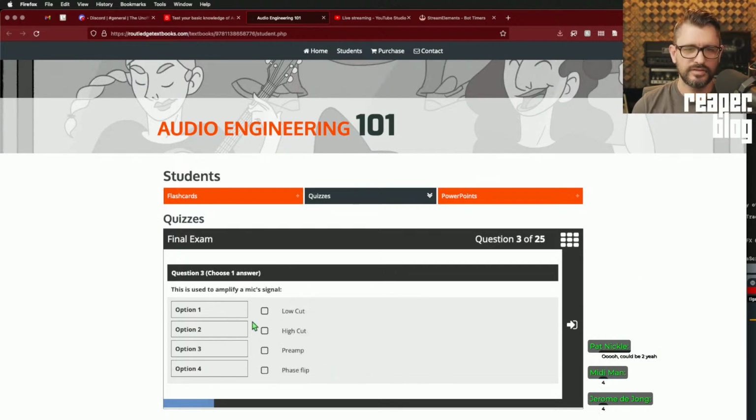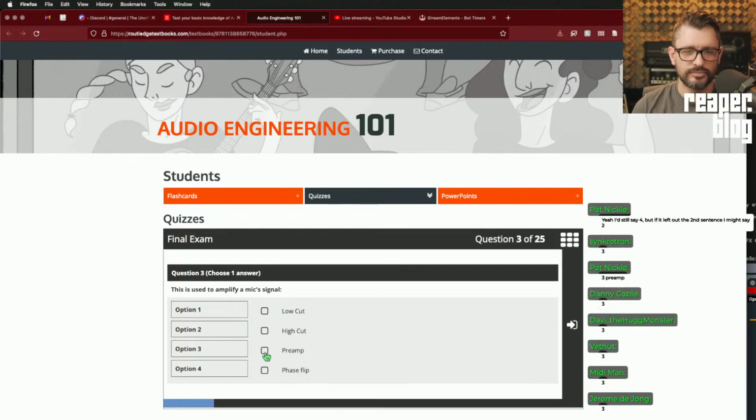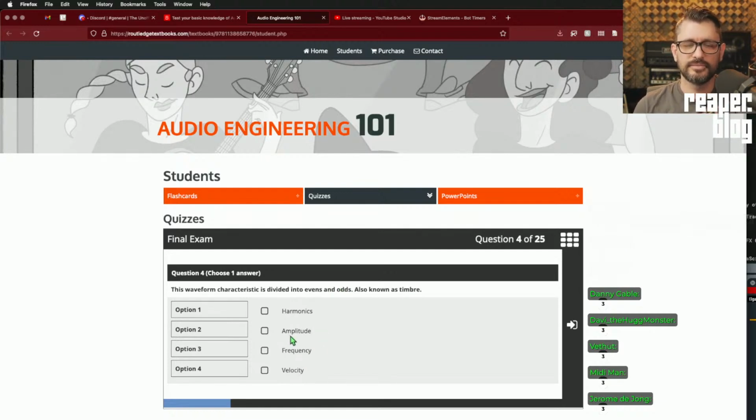So this is used to amplify a mic signal: low cut, high cut, preamp, or phase flip. So this is, of course, preamp. Preamp is used to amplify a mic signal. This waveform characteristic is divided into even and odds. It is known as timbre, harmonics, amplitude, frequency, and velocity. Odd and even harmonics, the timbre of a sound.